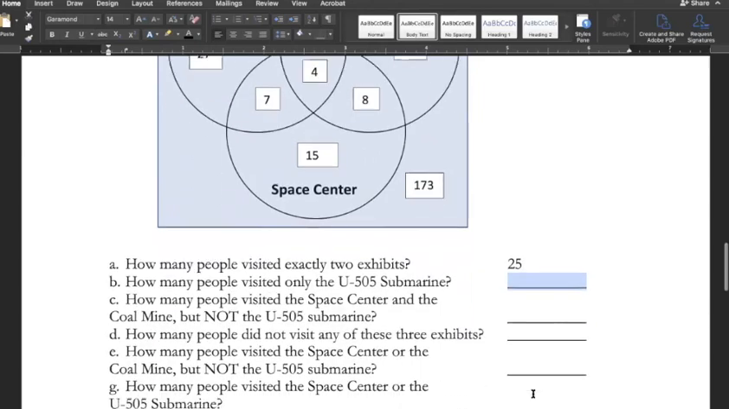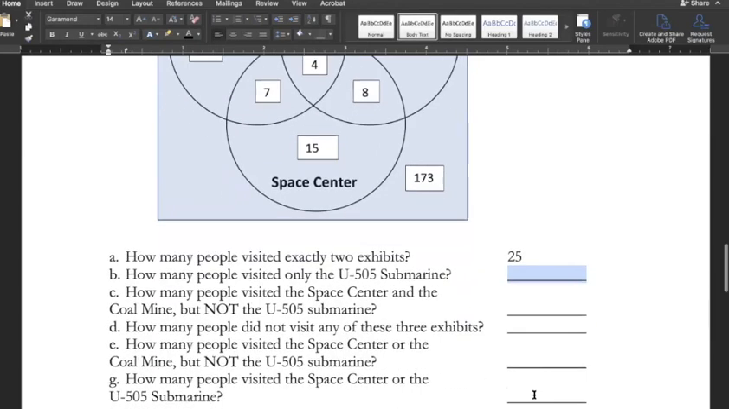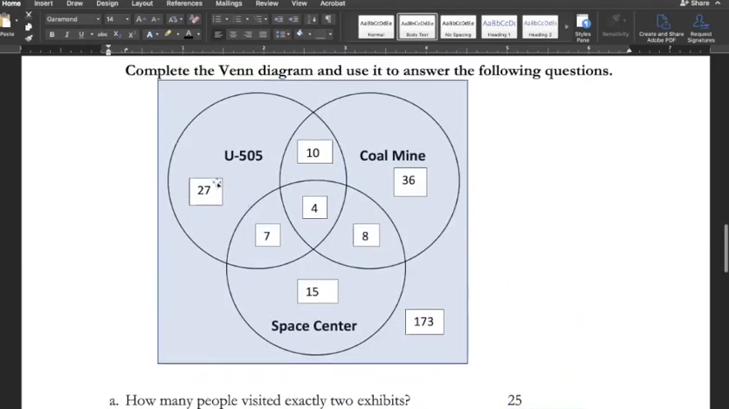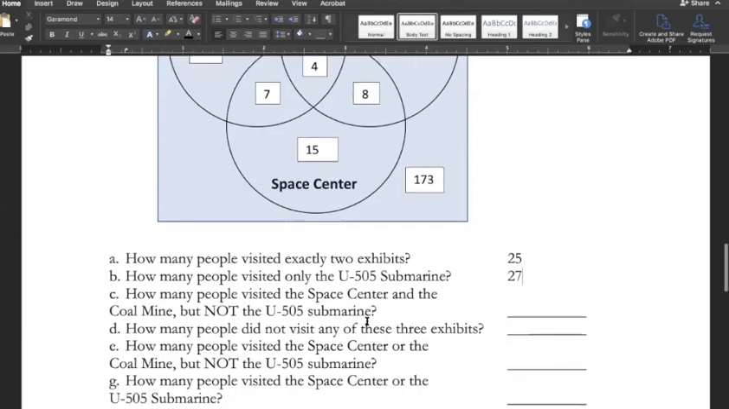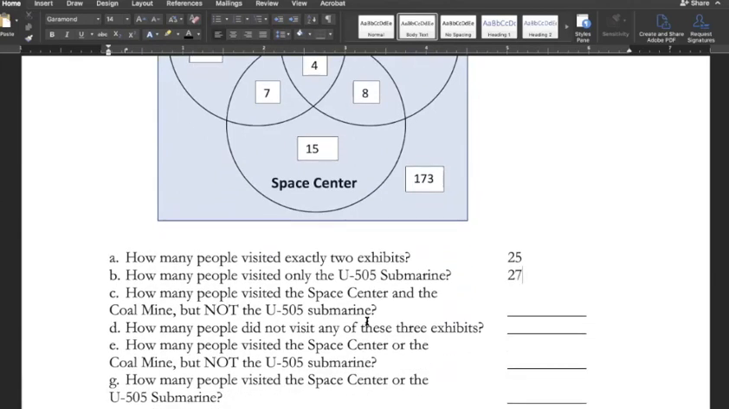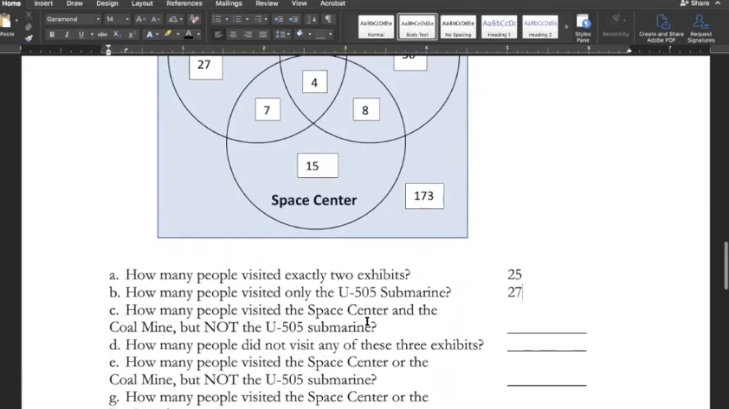The next question is, how many people visited only the submarine? Now, the people that only visited the submarine are the people in this box right here. These people visited the submarine, but they did not visit the coal mine or the Space Center. So, of course, that number is 27. Now, we need to be careful. Letters C and E are very, very similar. So we're going to be very careful with them.